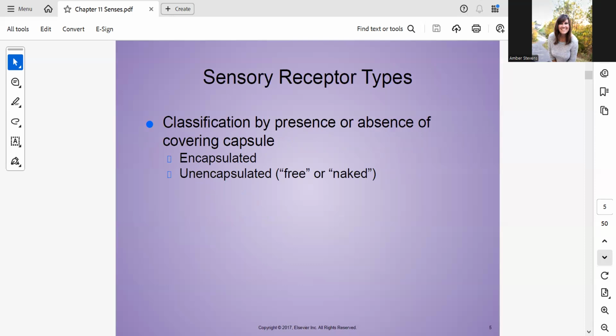So our sensory receptors have different types. They can be classified based on their structure. So they can be encapsulated or unencapsulated, or they can be classified by types, by the stimuli they respond to, such as light, chemicals, or mechanical changes. So we're going to review what all those different types are.